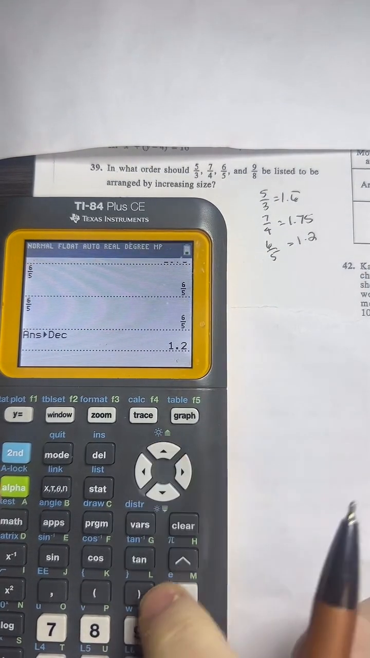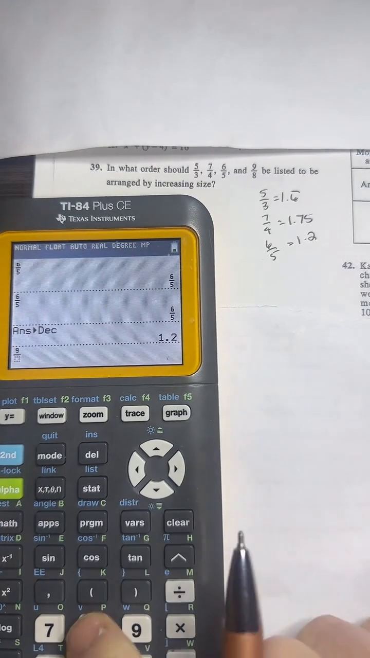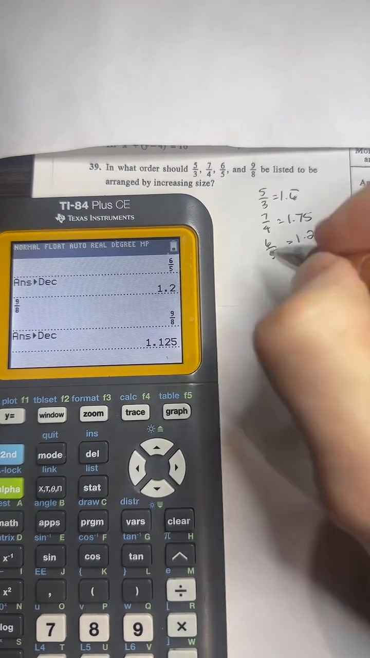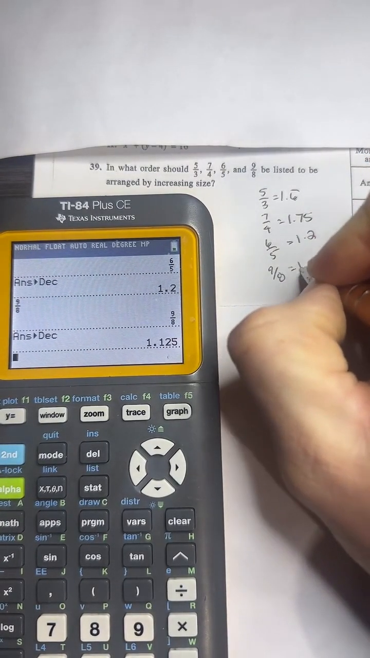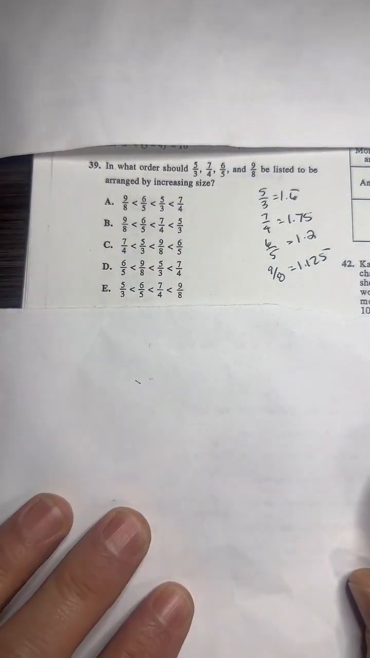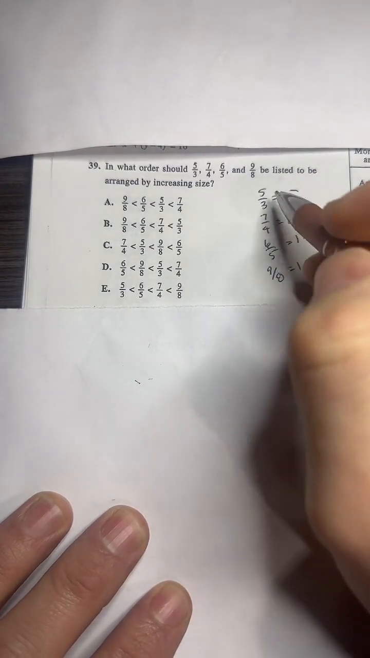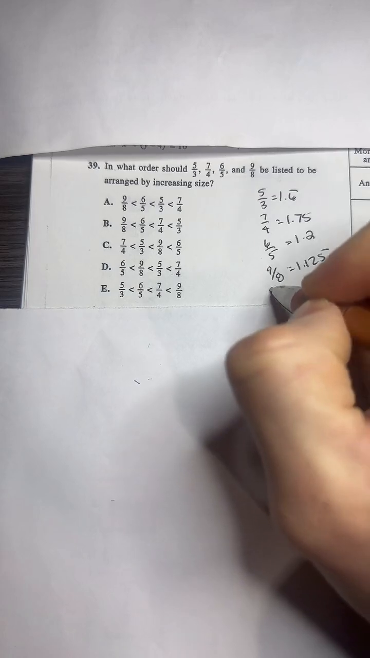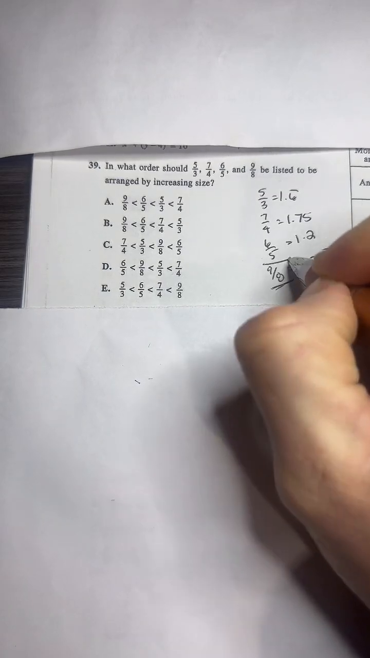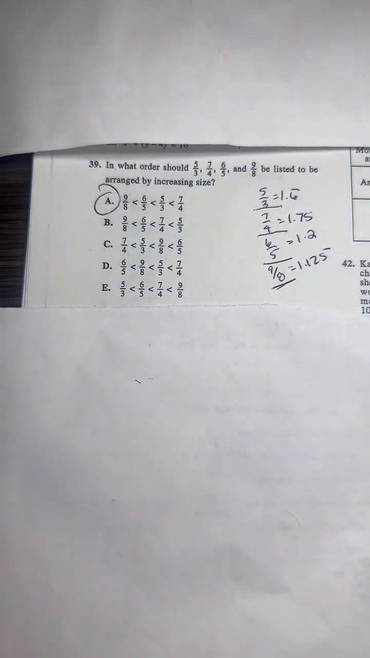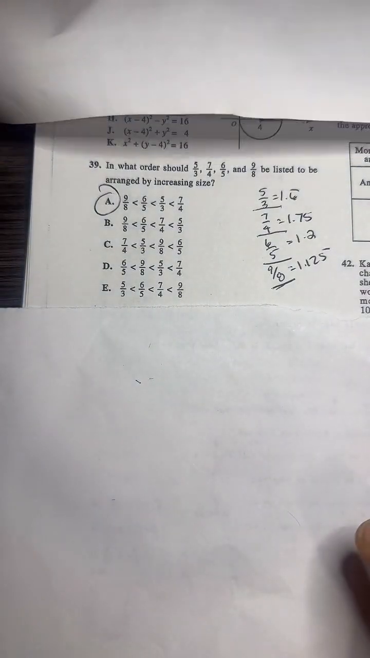And then I'm going to do 9 over 8. That gives me an answer of 1.125. So if you don't have this calculator, make sure you get it for your ACT or get a friend to give one to you. So from smallest to largest, smallest is 9/8, so it goes 9/8, 6/5, 5/3, 7/4. A calculator problem. Get a calculator you know and you love.